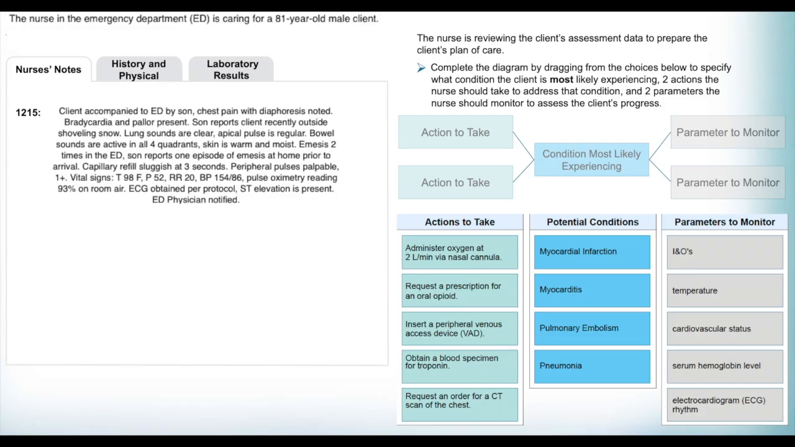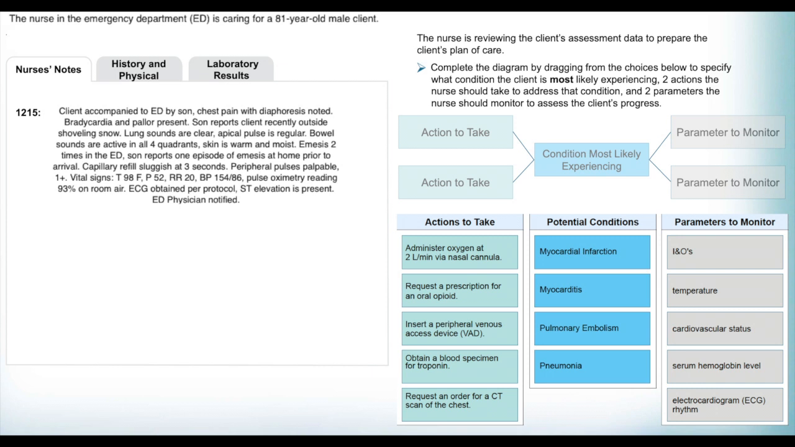To complete the bow tie item and progress with the exam, the entry-level nurse must fill in all target boxes with a corresponding token, which you'll see located directly beneath the bow tie in labeled columns. Tokens from the same column can be swapped, but tokens from the actions to take cannot be used to fill the parameters to monitor targets, and vice versa. The target boxes and tokens have similar wording and the same color coding to aid in correct responses.